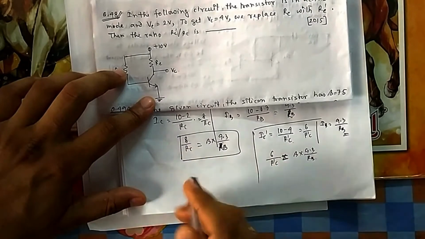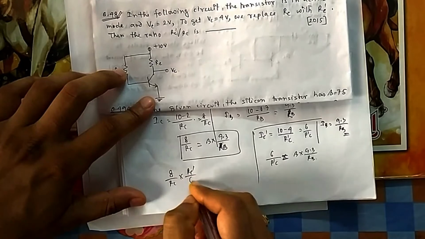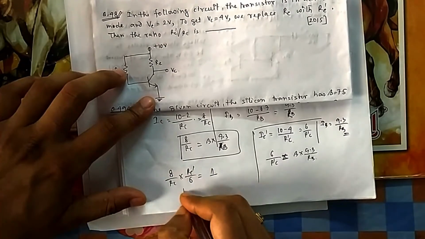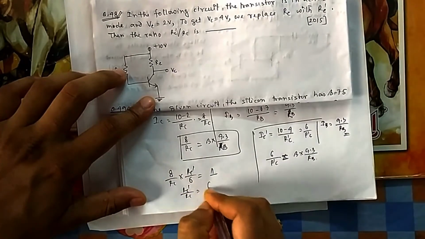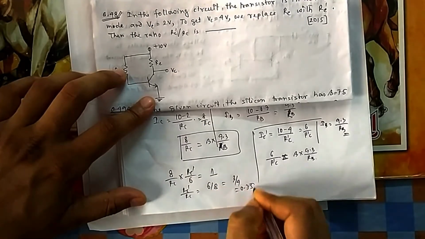So if you divide this by this, it will be 8 by RC and RC dash by 6, and this side is 1. So RC dash by RC is equal to 6 by 8, which is equal to 3 by 4, which is equal to 0.75. So this is the answer.